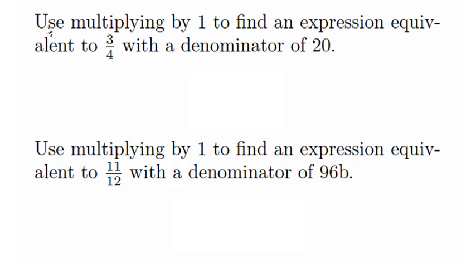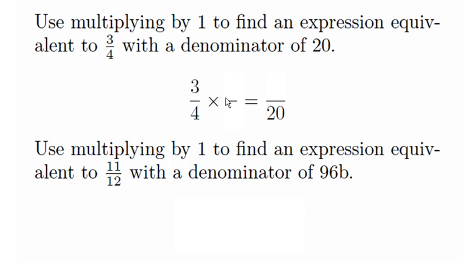So this first one I made a little simpler by getting rid of the variables, so we don't have to really think about variables. We're just going to think how we would approach this problem if we had numbers. And we're going to use multiplying by 1 to find an equivalent expression to 3/4 with a denominator of 20. So here we just want an equivalent fraction. Another way to write this fraction where the bottom of the fraction, the denominator, will be 20. And we would start out here by writing it like this.